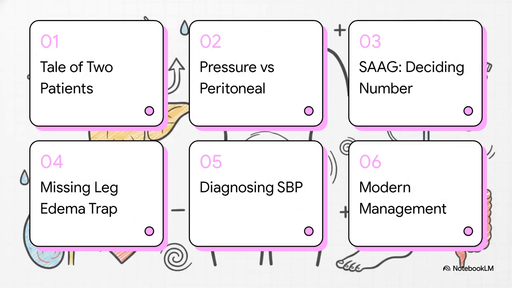Here's our roadmap for today. We'll cover a tale of two patients, pressure versus peritoneal disease, SAAG as the deciding number, the missing leg edema trap, diagnosing SBP before it kills, and finally, management and modern trade-offs. Let's get right into it.